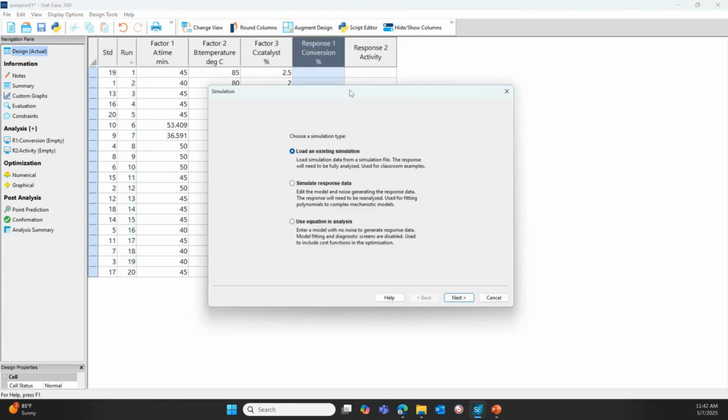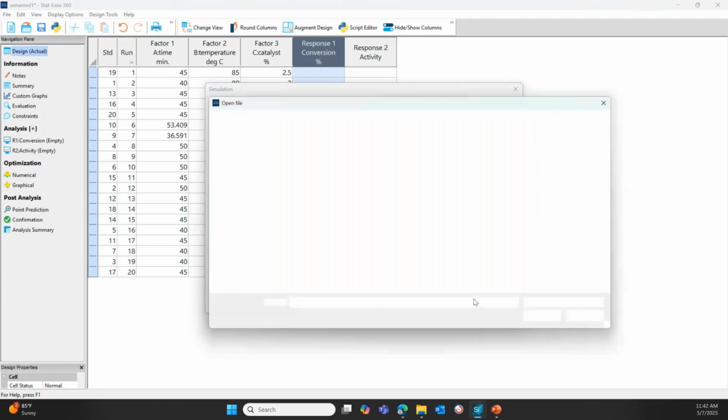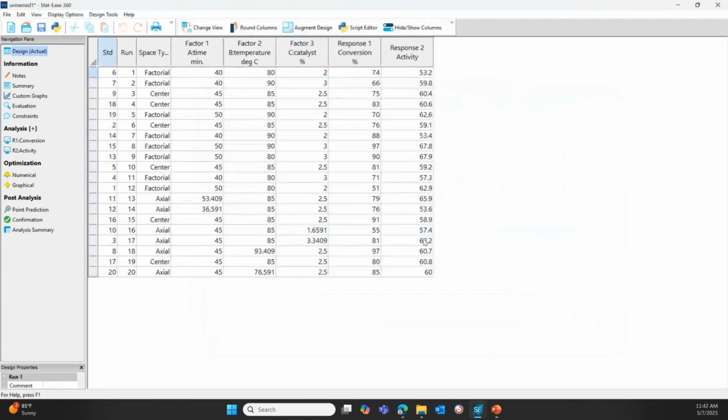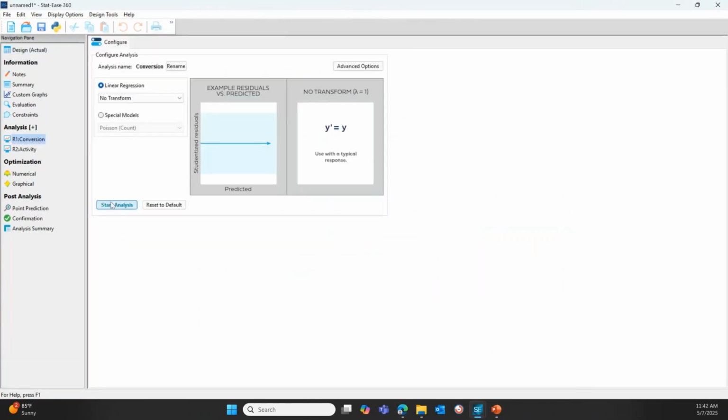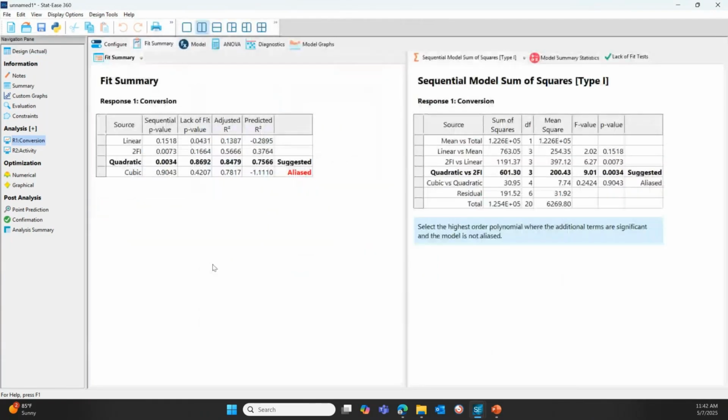I have another simulator for that, and this will be reaction. And we get data. See, it's a lot easier for me. So we have data. Well, we know what we need to do now. We have to analyze both. So we're going to come down to analyze. Let's start with conversion. I'm going to start the analysis, but something's different now.